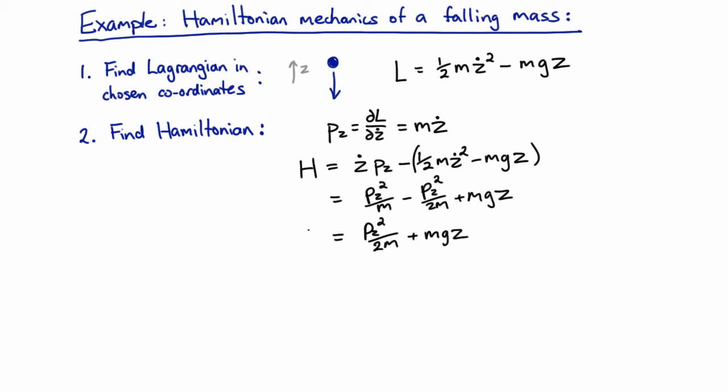It's very important when we do the Hamiltonian, we don't leave it in terms of z dot squared. We have to have it in terms of the momenta and the coordinates only. And step 3 is get the evolution from Hamilton's equations.